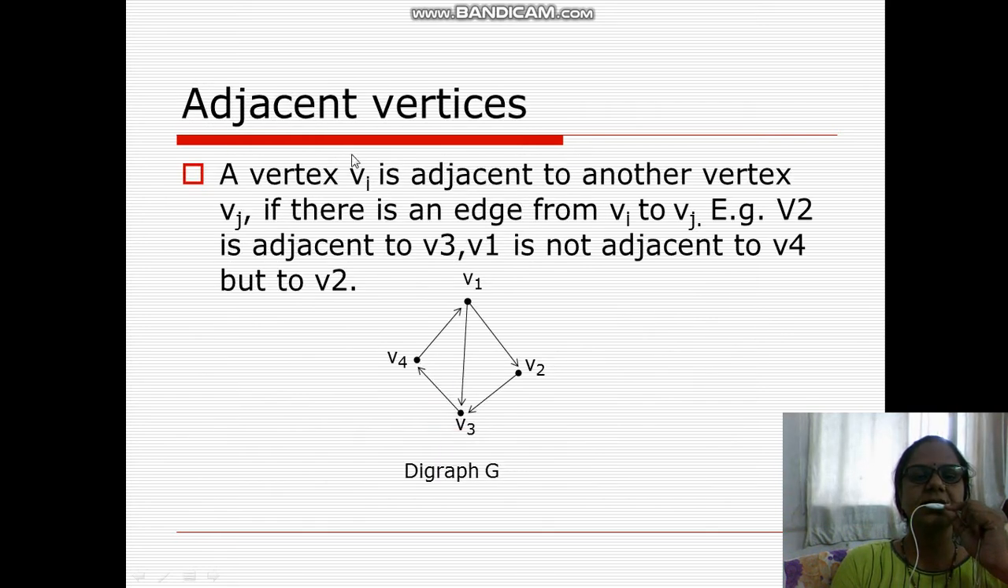Now let's see the adjacent vertices. What do we mean by the word adjacent vertices? A vertex Vi is adjacent to another vertex Vj if there is an edge from Vi to Vj. V2 is adjacent to V3; V1 is not adjacent to V4 but to V2. Say here we have V1 to V2, there is an edge. And V2 to V3. So what do we say? V2 is adjacent to V3. We say V3 is adjacent to V4. We say V4 is adjacent to V1.